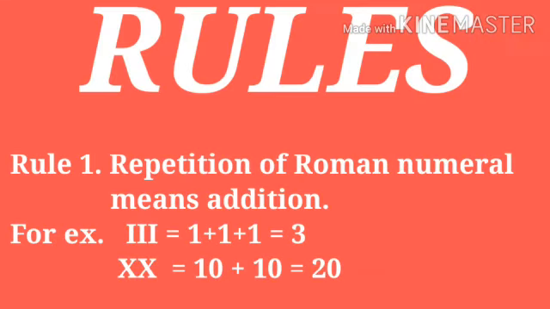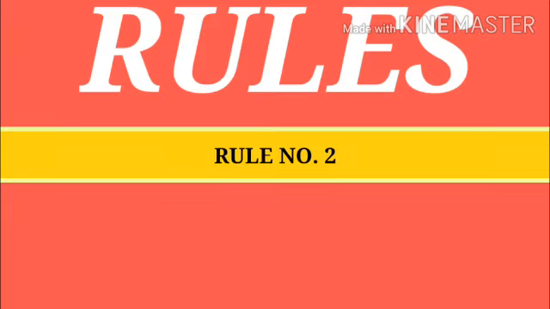Now rules. Rule number 1. Repetition of Roman numerals means addition. If we are repeating, then we have to add that number. For example, I. We are repeating 3 times. So this will be equal to 1 plus 1 plus 1 equals 3. If we are repeating X, X stands for 10, and the value of the second X is 10. So 10 plus 10 is 20.